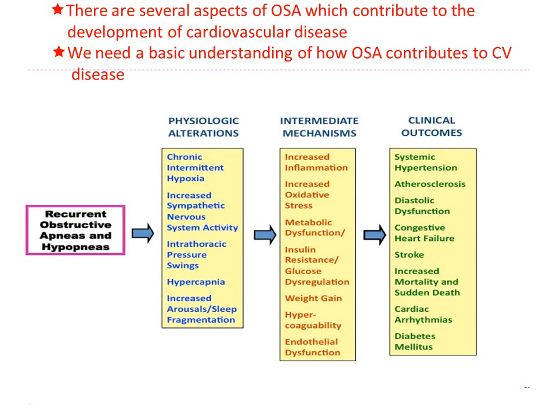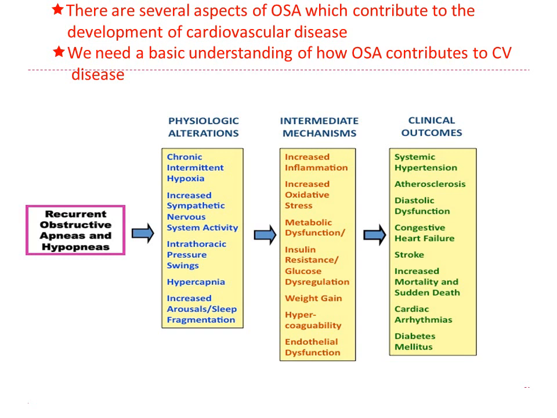Okay, so at the start of our PowerPoint, one of the statements was that there are several aspects of OSA which contribute to the development of cardiovascular disease, and we need a basic understanding of how OSA contributes to cardiovascular disease. Well, throughout this PowerPoint, I hope you have recognized all the different aspects of how OSA can contribute to the development of cardiovascular disease. Just to review, those are listed here below under the physiological alterations. These are the specific aspects of OSA which contribute to the development of cardiovascular disease.